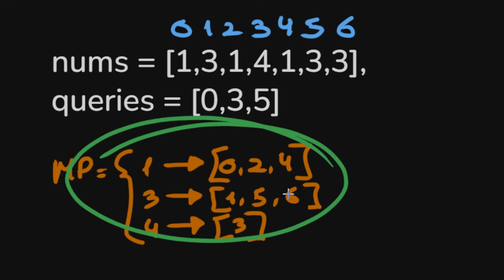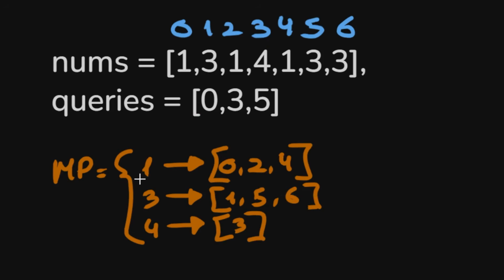And now this is all we need. We have the numbers in order. For example, if we look at 1, we know that the first number 1 is at index 0, the next one is at 2, the next one is at 4. So if we have this query, we are starting here, and we know that the next one corresponds to the next index in this array. It's at index 2. And the previous one, given that this is a circular array, corresponds to the last index in this array. It's at index 4.